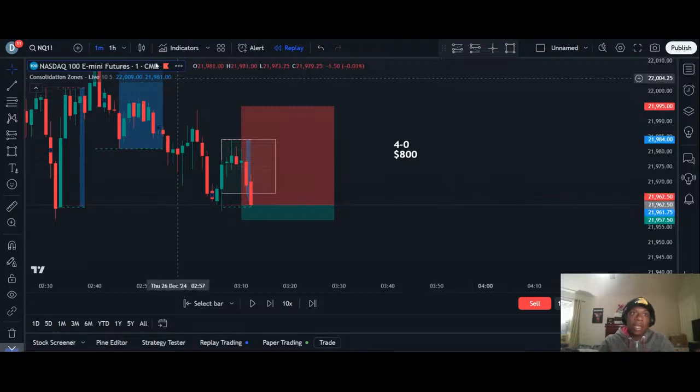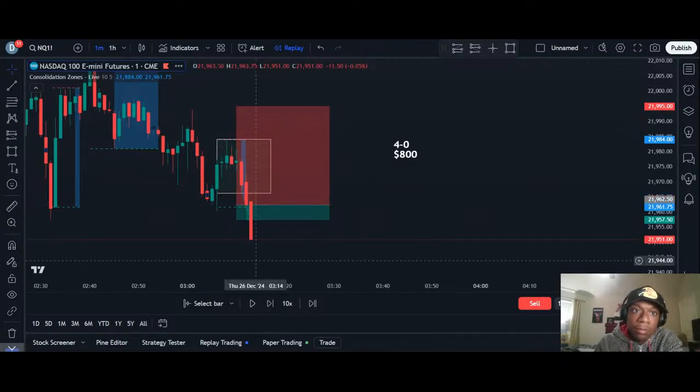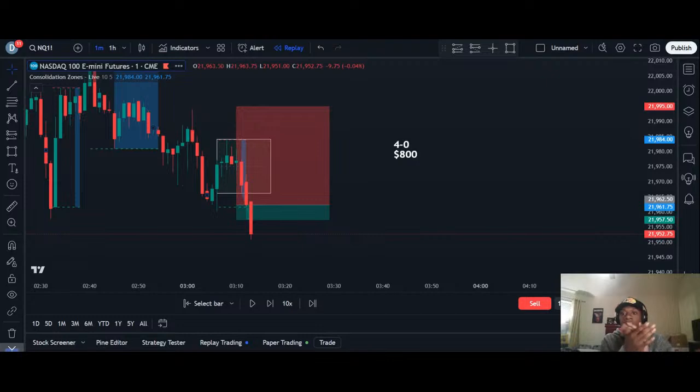So you actually have your highest chance of winning. The farther you go into the day, the higher your win rate, the higher your chances of winning, because you're just extending your SL. So this is the last trade of Thursday. Let's see if it hits. TP smash. Give yourself a pat on the back. You just went 5-0, made $1,000.